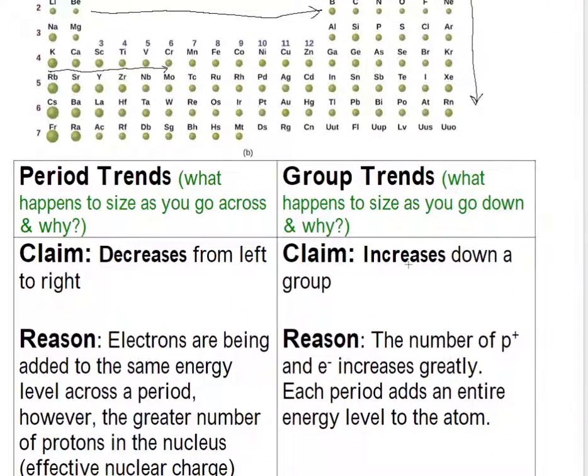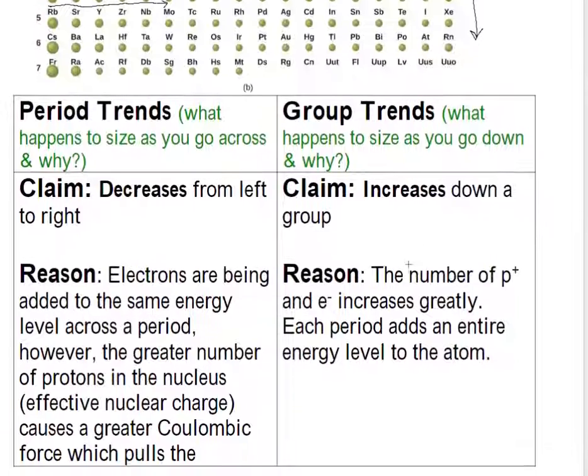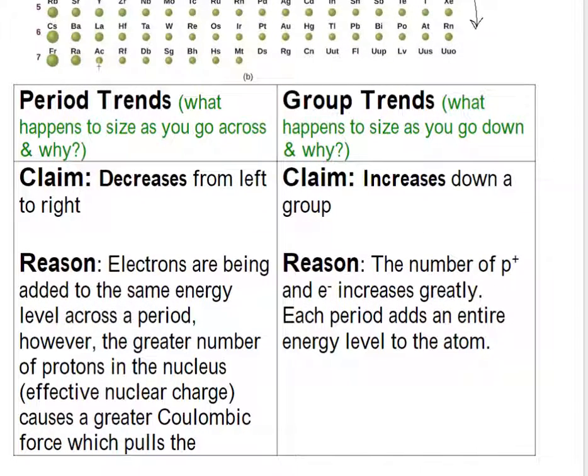Now, the period trend is counterintuitive. It's a little confusing. Why should barium be smaller than cesium when barium has more protons and electrons in it? So if you have more protons and more electrons, why is it smaller than the one to the left of it? The answer is because in the case of cesium and barium, this is the 6s area right here of the periodic table. So cesium has 6s1 as its outer electron, and barium has 6s2.